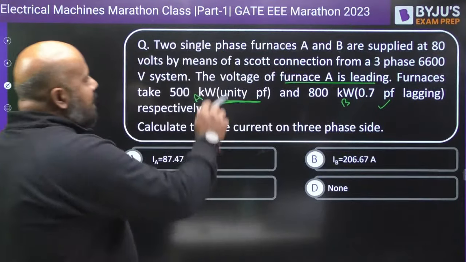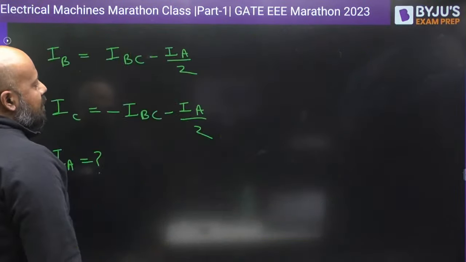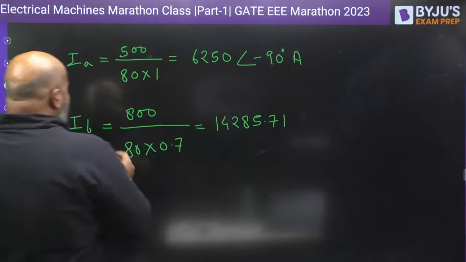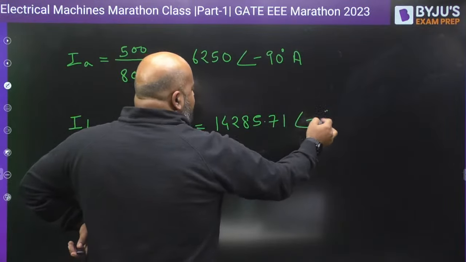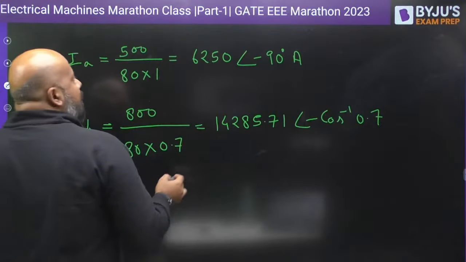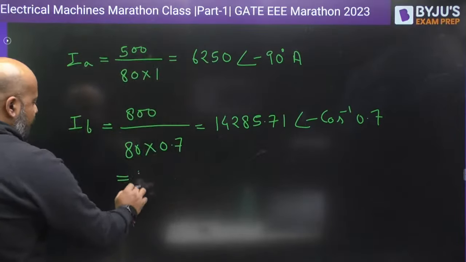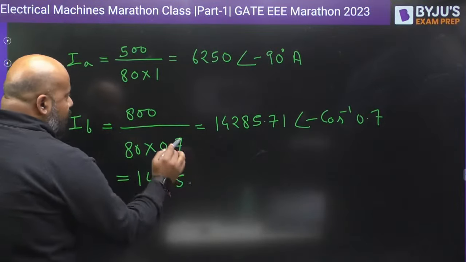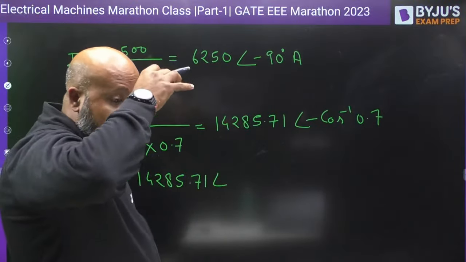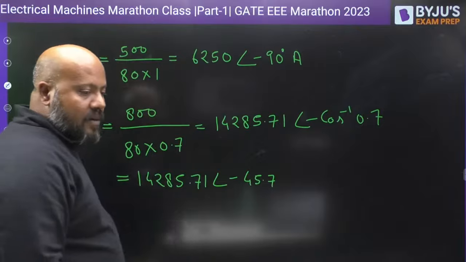Yes, voltage is leading and it is unity power factor. So the angle is going to be minus 90 for the current. This is going to be cos inverse minus cos inverse 0.7. So this is how you can calculate. For IB, as per my reference, you must be getting 14285.71, and the phase angle is going to be minus 45.57.